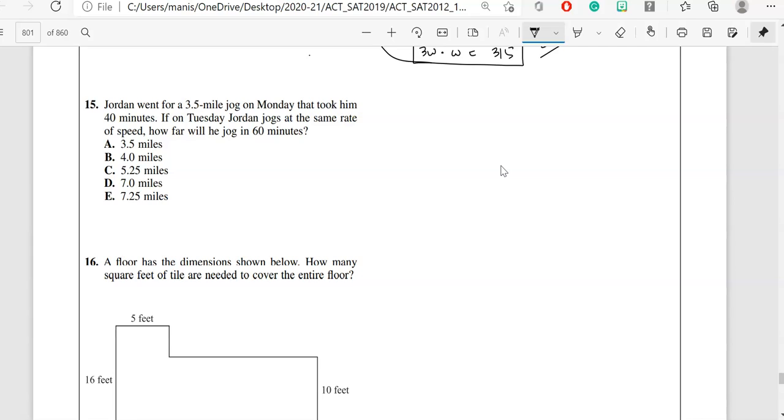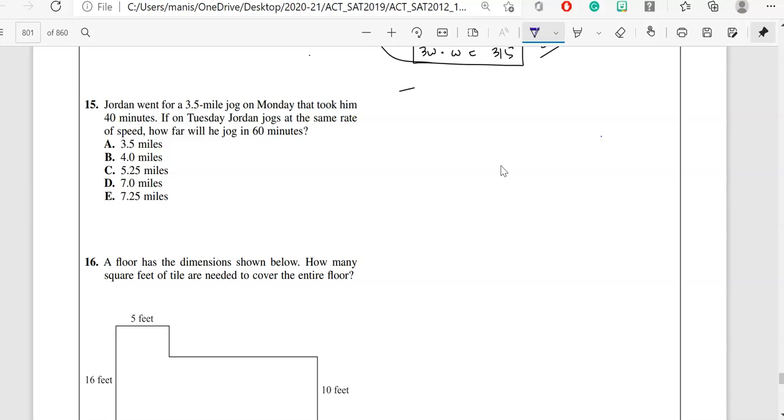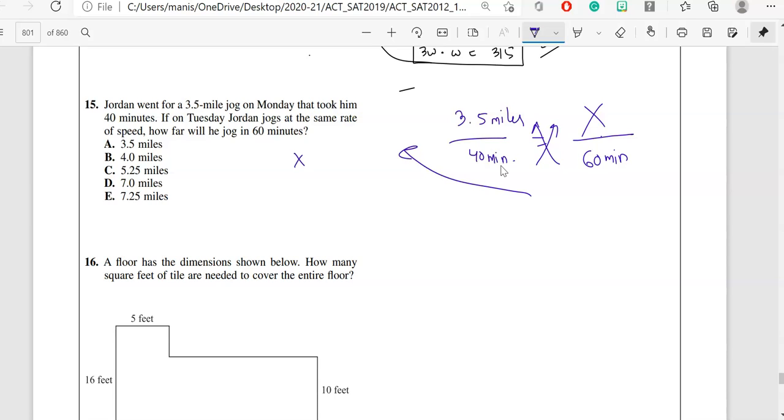Jordan went for a 3.5-mile jog on Monday. Let me change the color of my pen. And that took him 40 minutes. So I'll write over here 3.5 miles, it took him 40 minutes. If on Tuesday Jordan jogs at the same rate of speed, how far will he jog in 60 minutes? So this is the x over here. I can cross multiply to find the answer. So x is equal to 3.5 times 60 divided by 40. Let's see what our answer is.